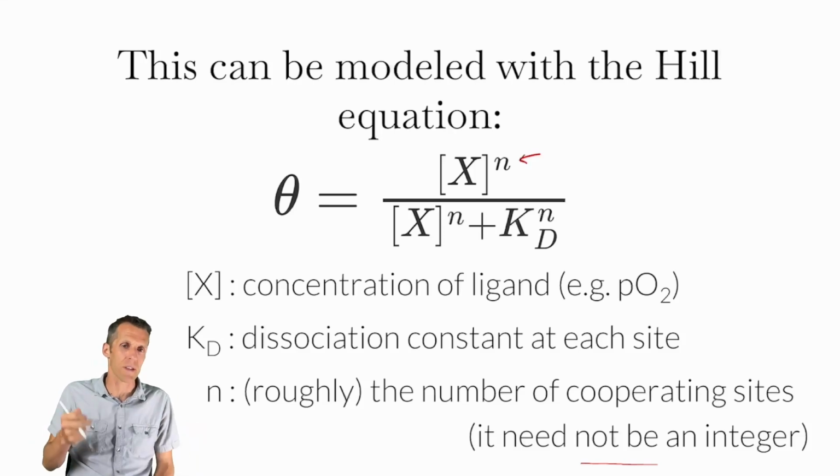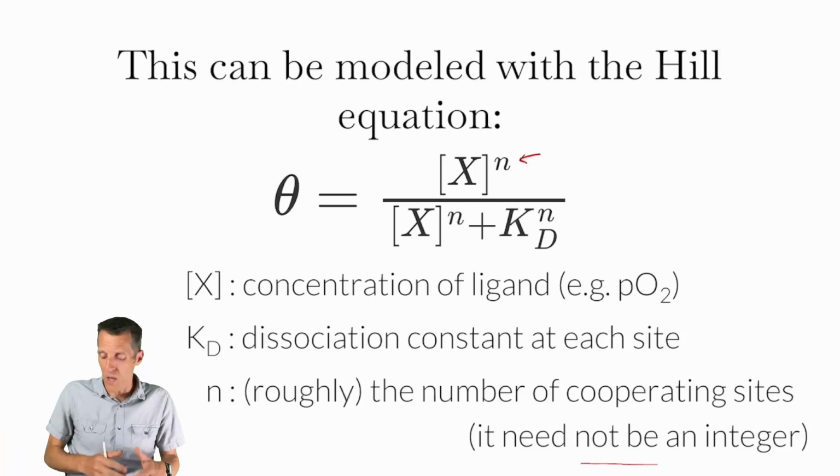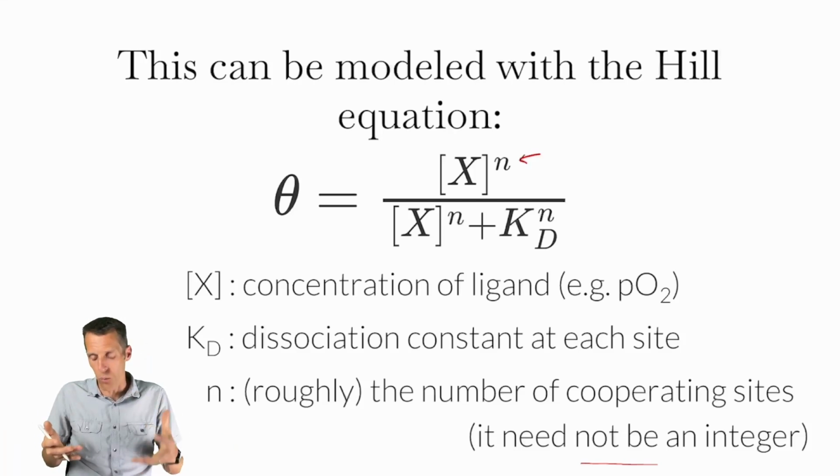It's not necessarily one site, two sites, three sites. You see cooperativities of like 2.8. But again, to a first approximation, the way we can think about it is it's about the number of sites that are cooperating in the binding event.